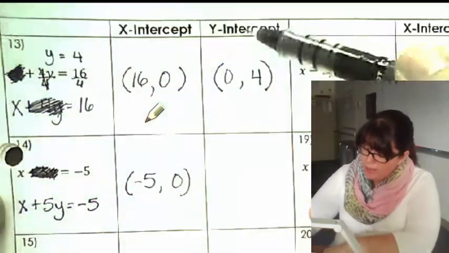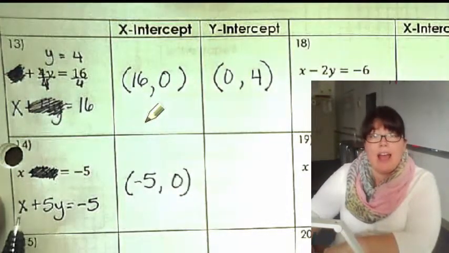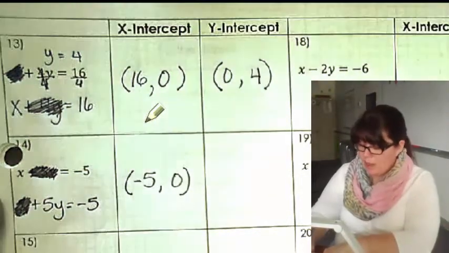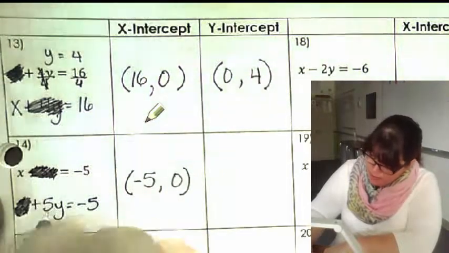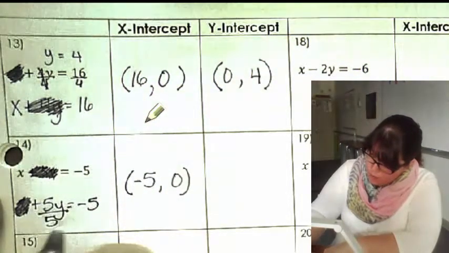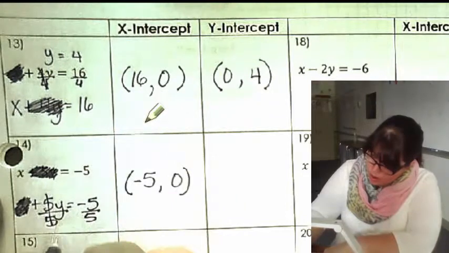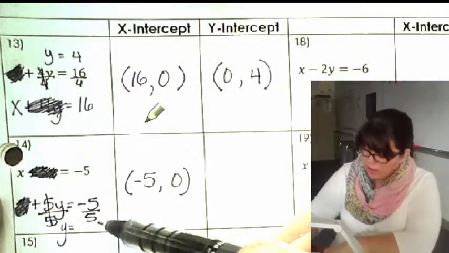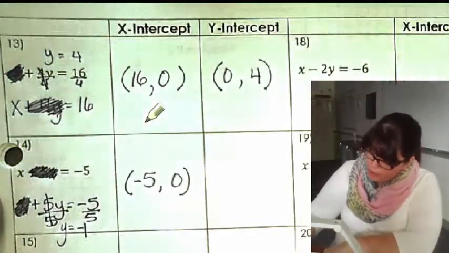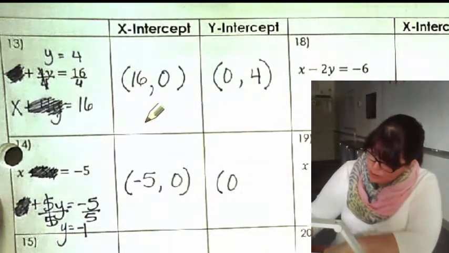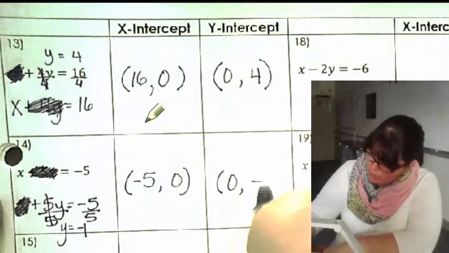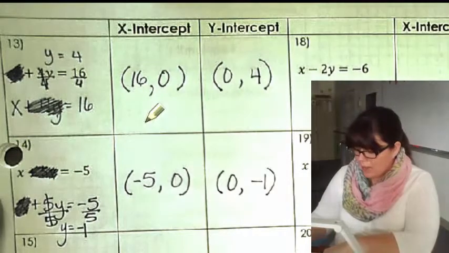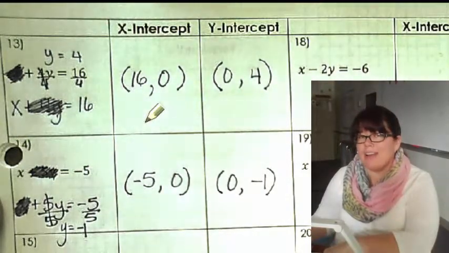Now looking for the y-intercept, I would plug in a 0 for x over here, and it would basically disappear. And I would be left with 5y equals negative 5. Solve for y, get it all alone, and y equals negative 5 divided by positive 5. That's a negative 1. So in my coordinate point, I plugged in a 0 for x, and my y is negative 1. So that's my y-intercept. Why don't you pause the video, tackle number 15 and 16, come on back when you think you've got it.